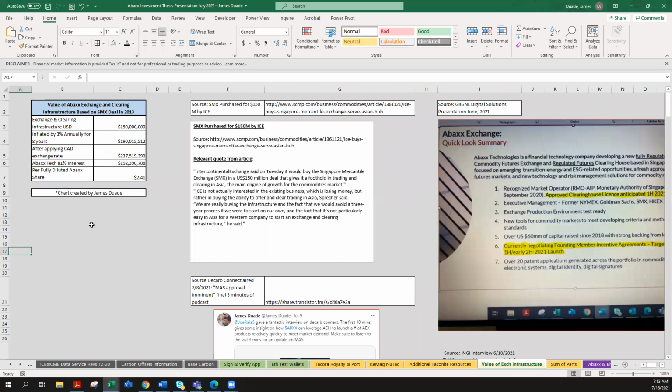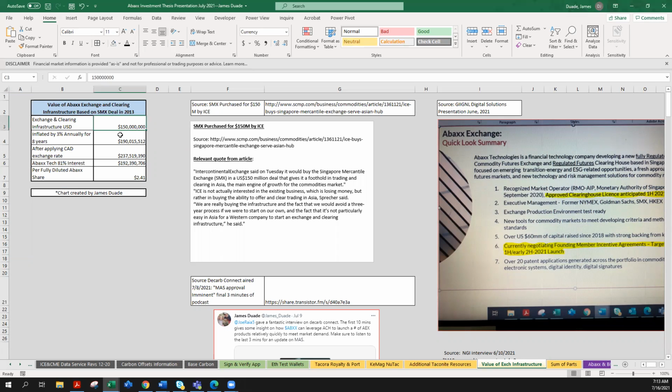Next up, and pretty much the last part here, is the value of the exchange infrastructure. I included a link here as well as a relevant quote from an article in 2013 where the last exchange and clearinghouse was sold to ICE for $150 million US at the time. And it basically said, we're not interested in the exchange other than the infrastructure that they've developed. The time involved is significant. The effort involved is significant. And in order to do that, we're going to pay $150 million to kind of jump the line and buy an exchange as opposed to do it ourselves and wait.